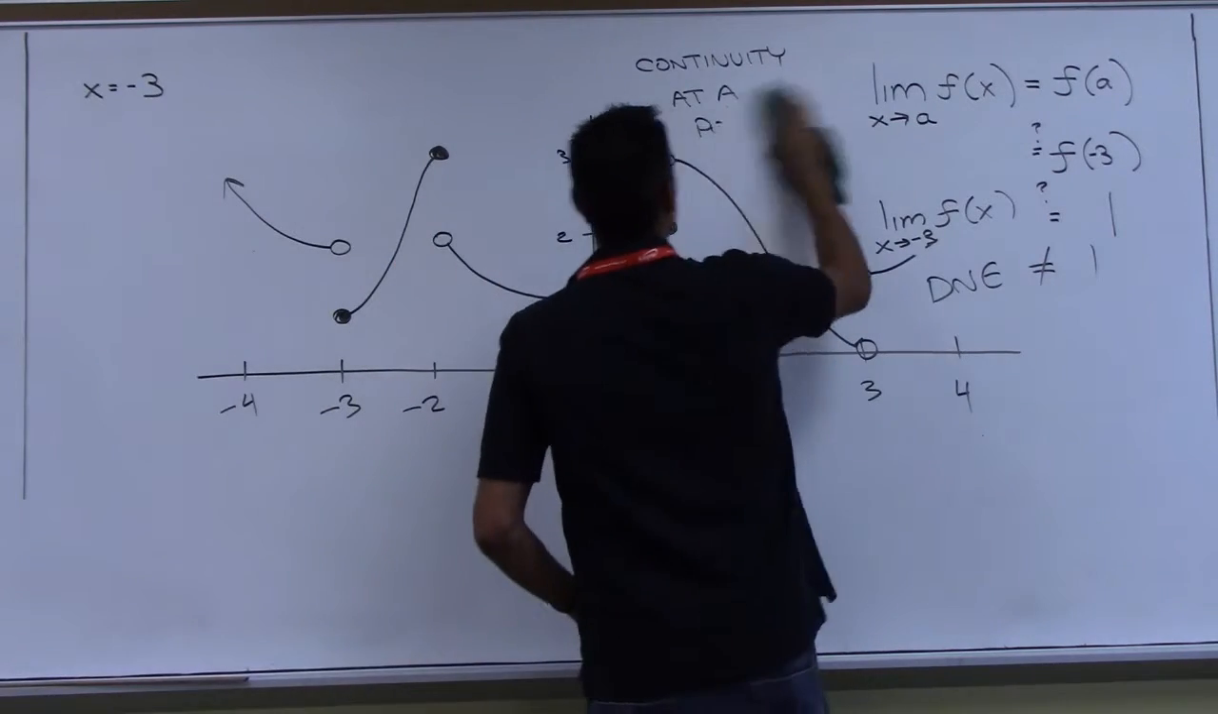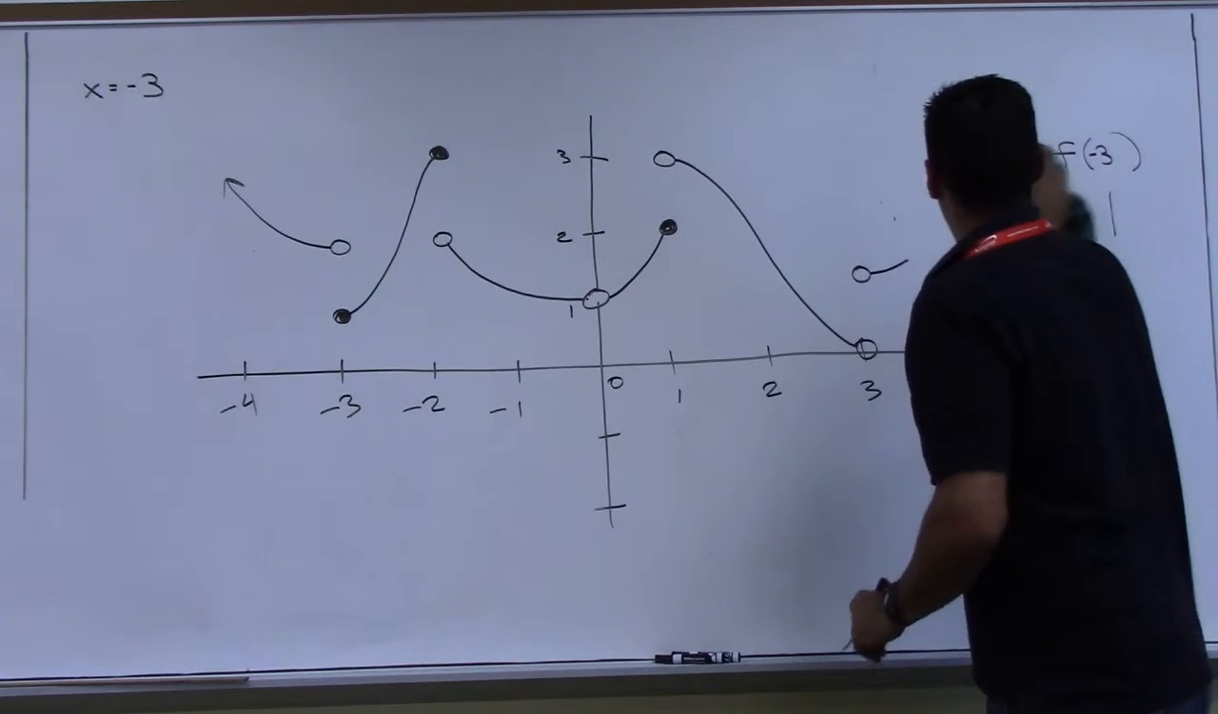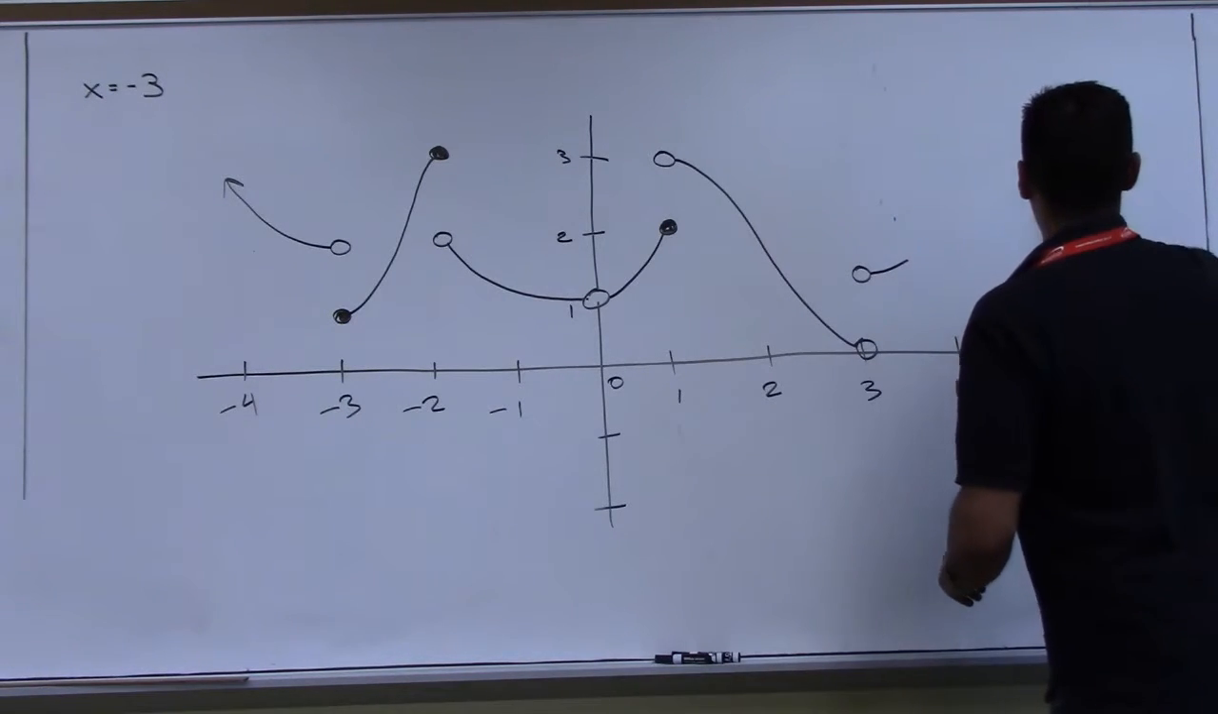Where's the next discontinuity occurring? 0. Now, what is it that is causing the problem at 0, though?